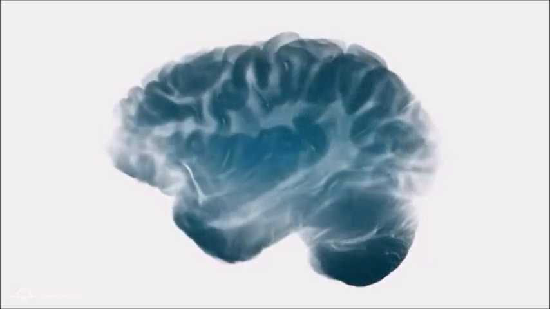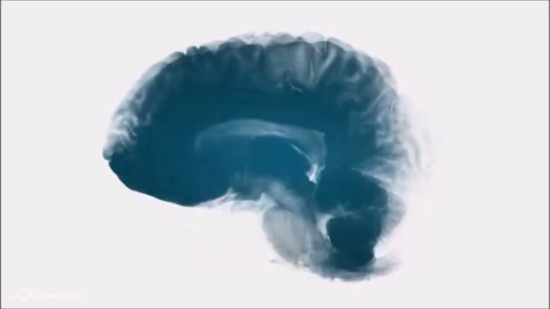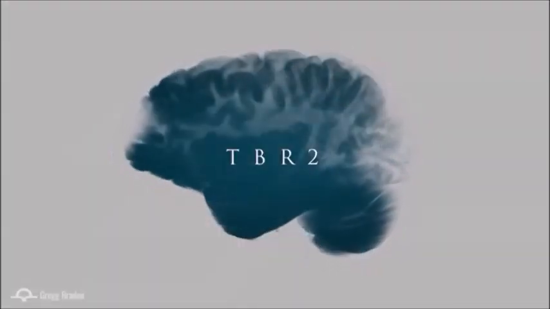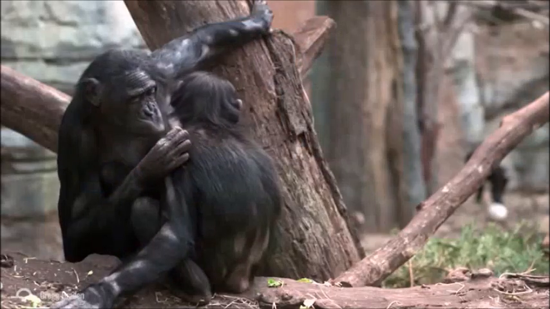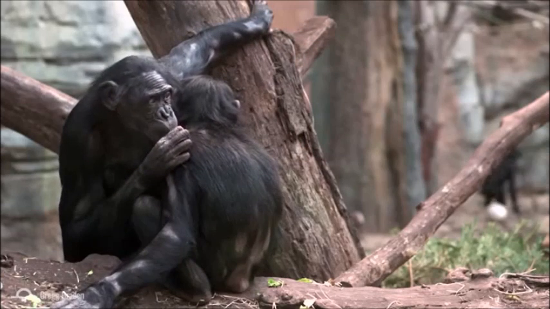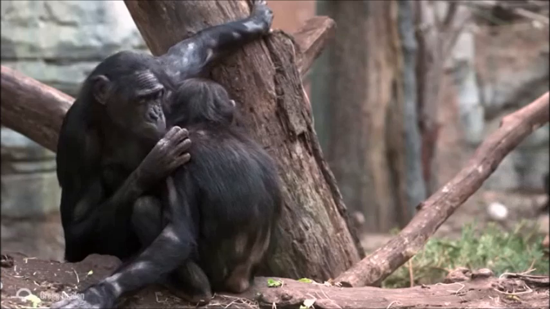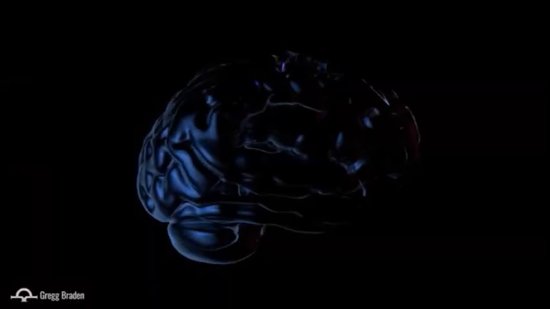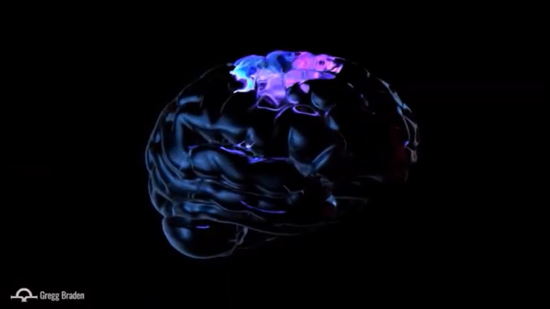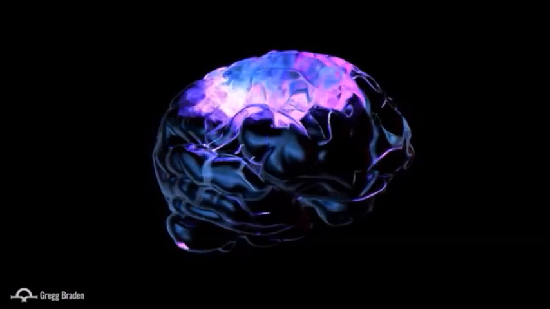There are about 1,200 to 1,300 genes on human chromosome number 2. I'm going to talk about only one of those genes. It's called TBR2. TBR2 is responsible for brain size twice as large as our nearest primate relatives, chimps and gorillas and apes, twice as large. It is responsible for about 86% of the neocortex.